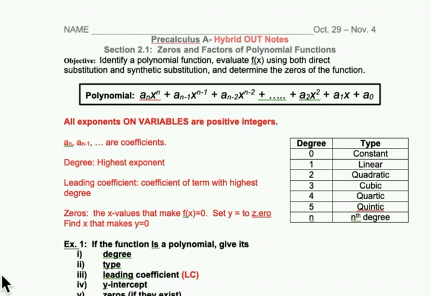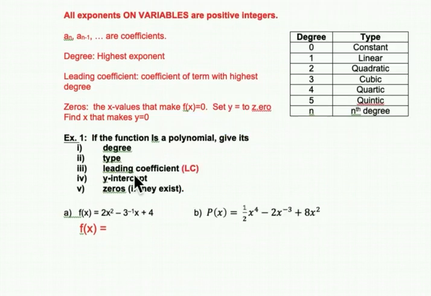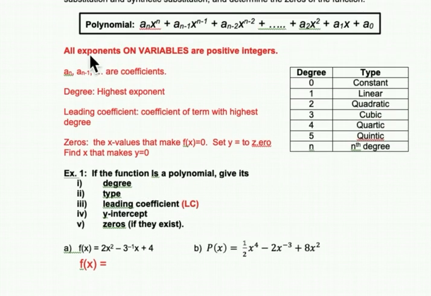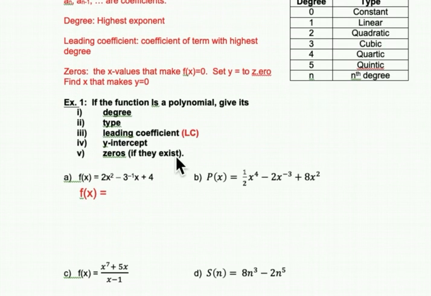Okay, so let's do example 1, where we have to find out if these are polynomials or not. And if they are, find out this information about them. The first one, like I said before, is a polynomial, even though there's a negative exponent. That's because the negative exponent is not on the variable. So over here, I really should have said that all exponents on the variables are positive integers. Right? These exponents right here are all positive integers. And so this 3 to the negative 1 is really the coefficient.